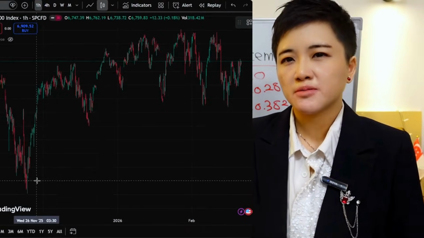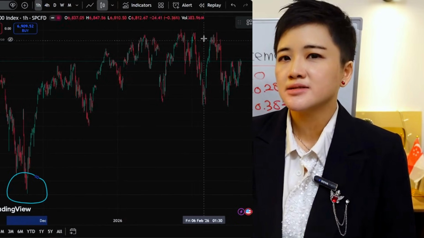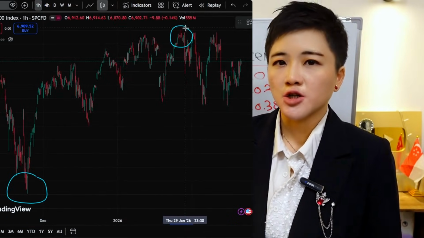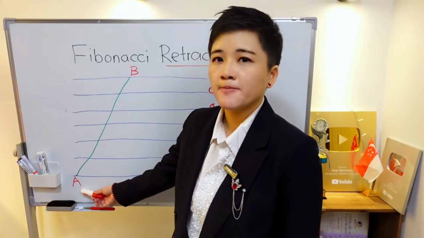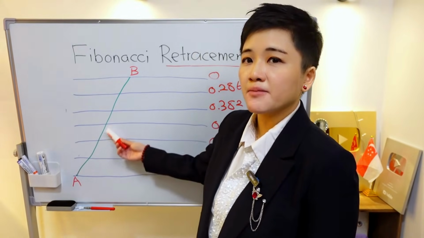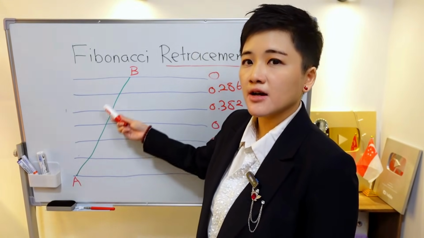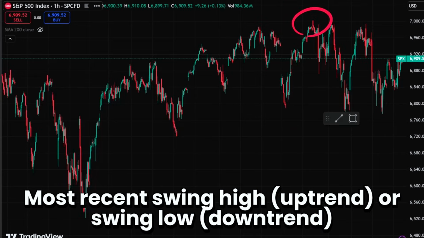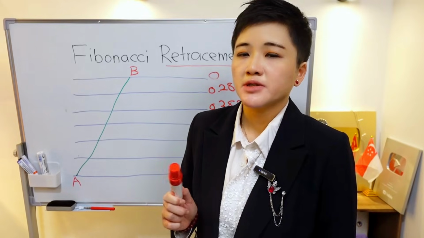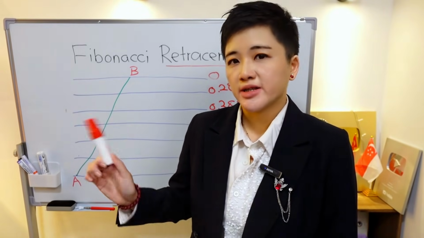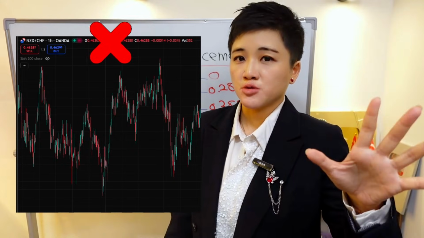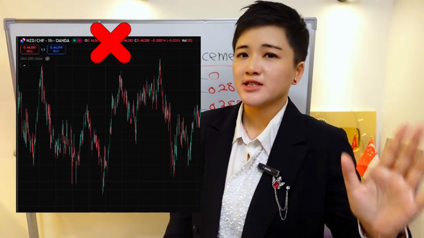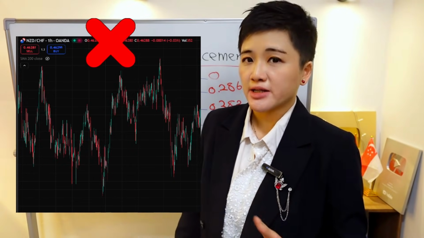Look at the most recent swing high and swing low. So click on the swing low, which would be your point A, and then you drag it up. Remember, uptrend, we drag it up to the most recent swing high. And remember to use this only in a nice trending market. You don't want to use this in a ranging market, which is what a lot of traders do. That is a major mistake. Don't use it in a chaotic market too, okay?